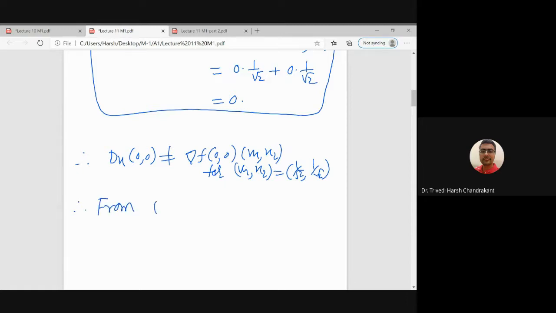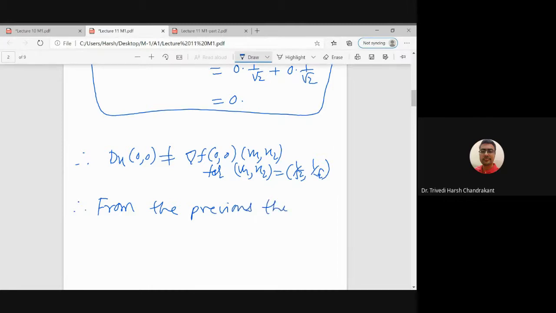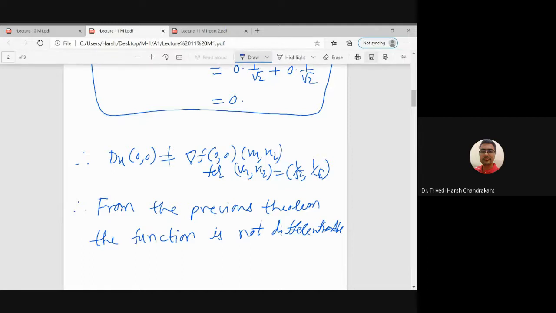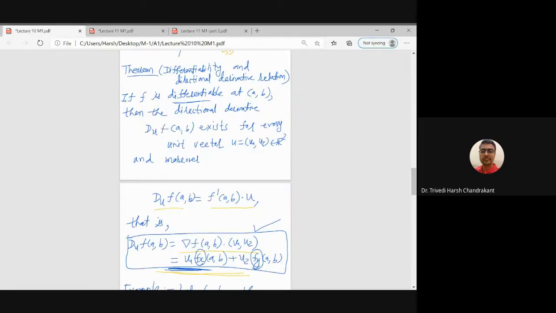So from the previous theorem, the function is not differentiable. Whenever the function is differentiable, this equation is satisfied. So this equation is not satisfied, that means the function is not differentiable.